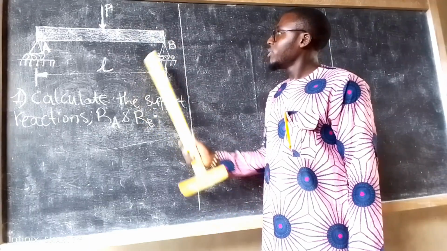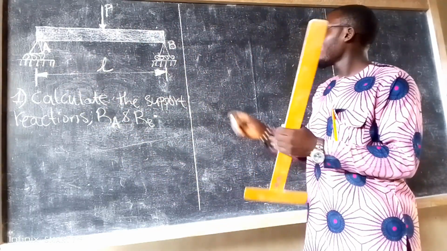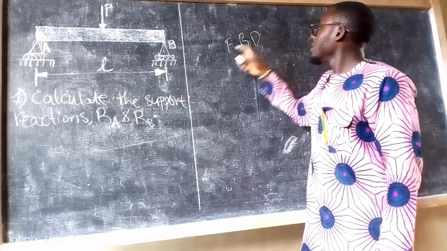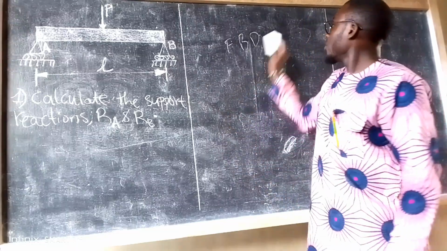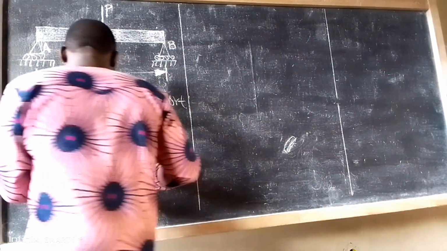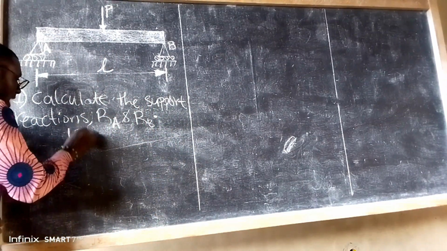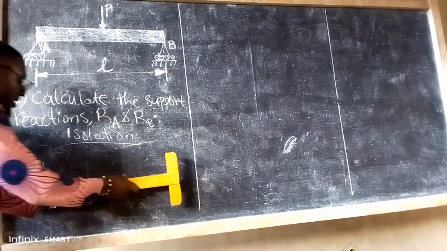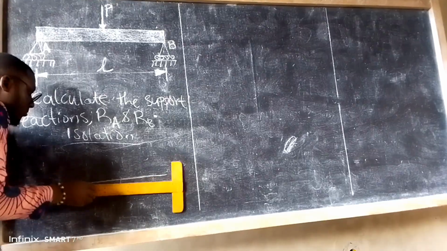So what we need to do is isolate this beam. We need to draw the free body diagram of our beam, that is the FBD, the free body diagram of this beam that we are seeing. So let's isolate the beam. The first thing we need to do is write isolation. This is the very first thing we're supposed to do. We draw the free body diagram of our beam.